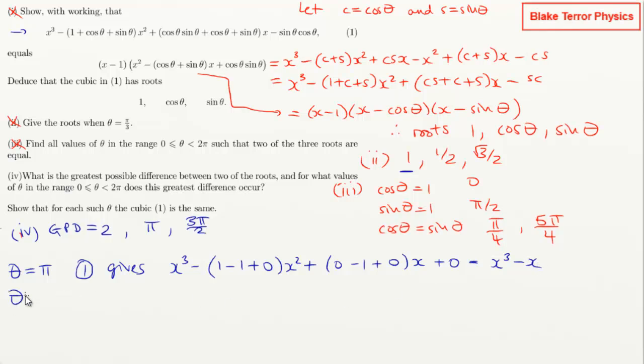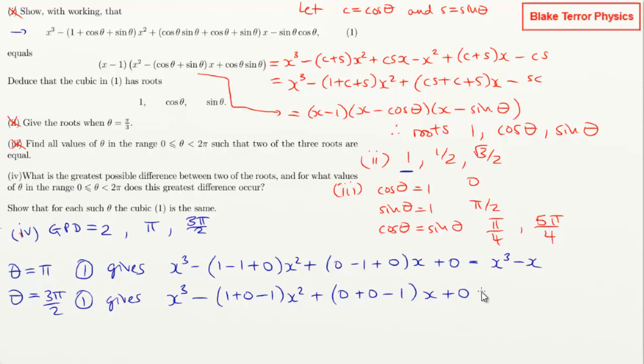When theta is equal to 3 pi over 2, we know it's going to give the same thing. So here we're getting a 1, a 0, and a minus 1. So 1 plus 0 minus 1 gets rid of our x squareds. Here that's going to be a 0 plus a 0 minus a 1, and then plus a 0, which is x cubed minus x. And that, believe it or not, is the whole question, which is a bit of a yawn of a question really. But hey ho, that's question 2 done.